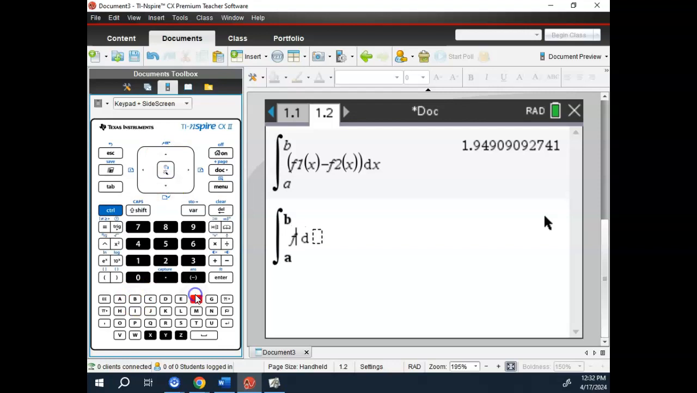So, F1 of X minus F2 of X, close my parentheses, squared dx. That's my answer.